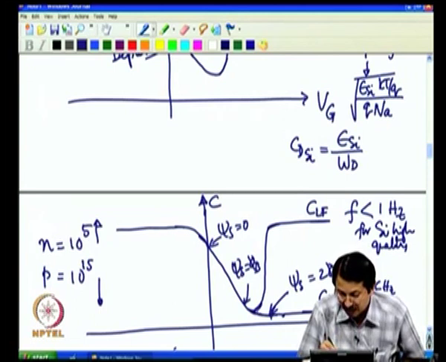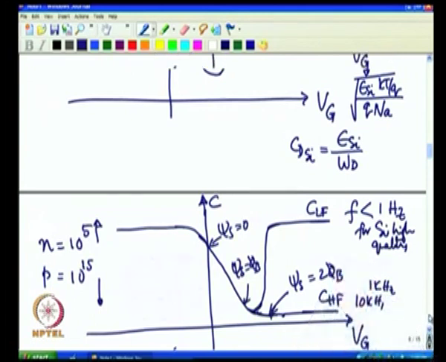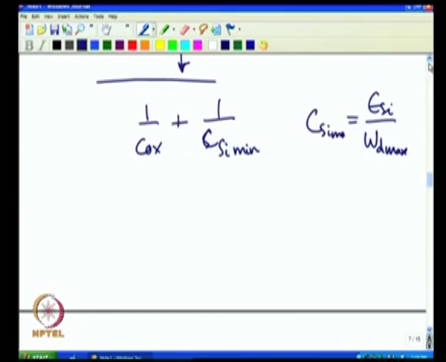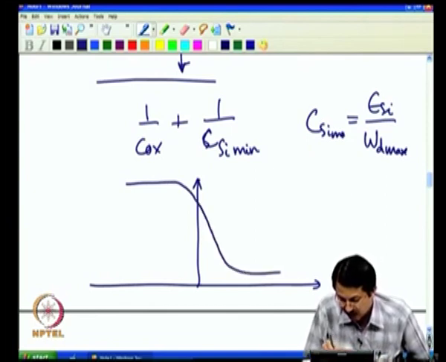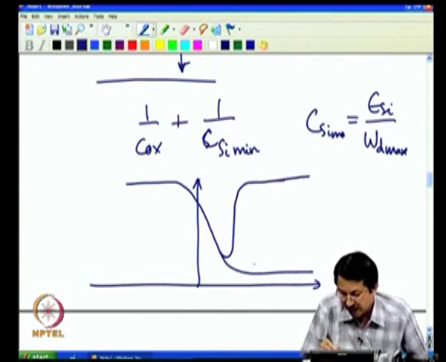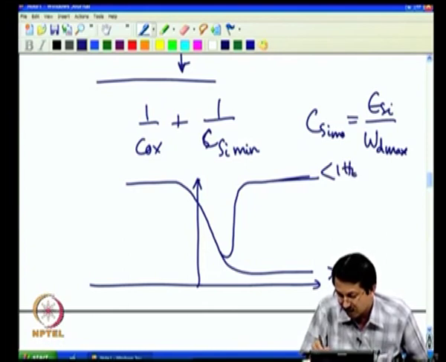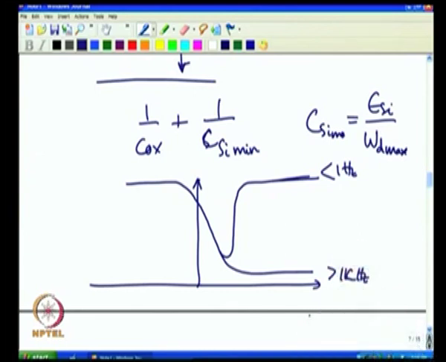In fact, you may see curves which would, maybe let me just sketch it again, so that there is no confusion here. As I mentioned, this is really high frequency and this is really low frequency, and as I said, this could be less than 1 hertz and this could be, let us say, greater than 1 kilohertz, for example, if the generation time is of the order of second, for example, okay. Then as I go to, let us say, 500 hertz, your CV may look like this.